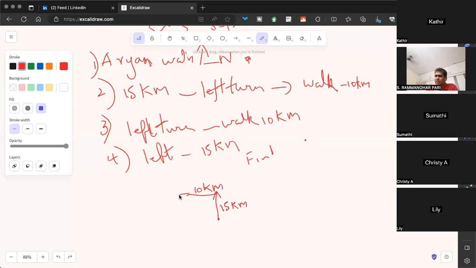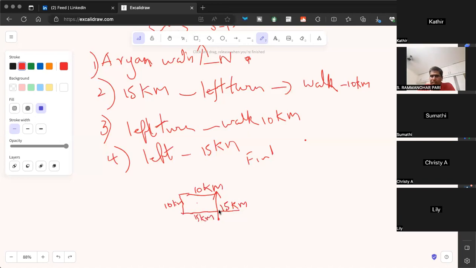Then after that, again he's taking a left turn. Now how many kilometers? 10 kilometers. And then suddenly what is he doing? He turns left again. Now how many kilometers he walked? Again 15 kilometers.